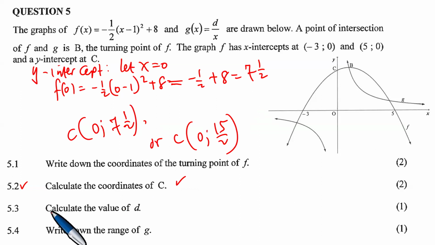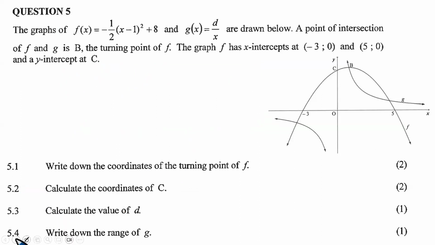Next question. The next question is about calculating the value of d, and d is part of the hyperbola function. Look at the hyperbola function and choose a point through which this function passes. So this hyperbola function passes through a given point. The question is, what point does this pass through, whose coordinates we know very precisely?